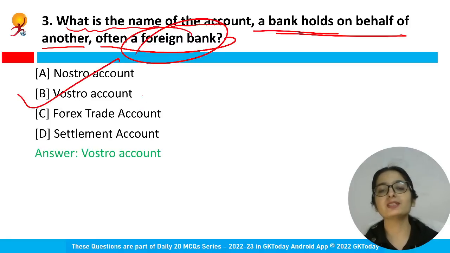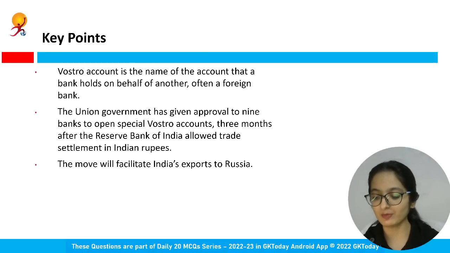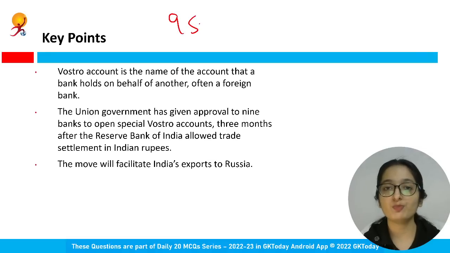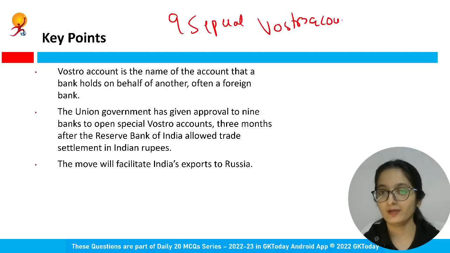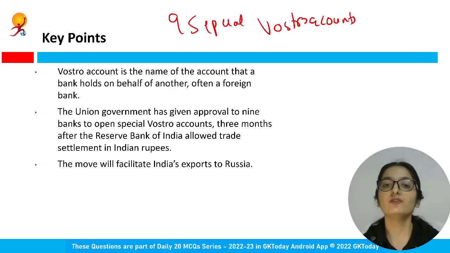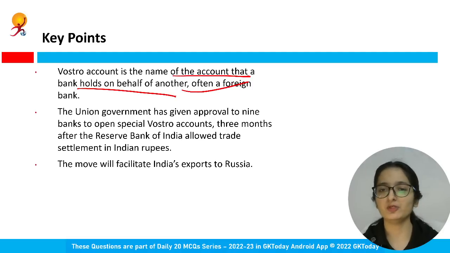So you should understand what this Vostro Nostro account is and why we are covering it, because recently the RBI has also allowed the opening of 9 special Vostro accounts in 2 Indian banks, UCO Bank and IndusInd Bank. For this, first of all, what is this Nostro Vostro? We have to understand that. It is very important. Here it is written that a Vostro account is the name of an account that a bank holds on behalf of another, often a foreign bank.